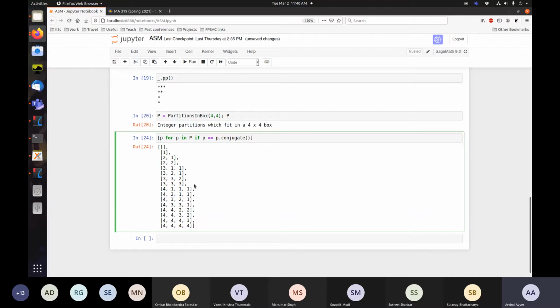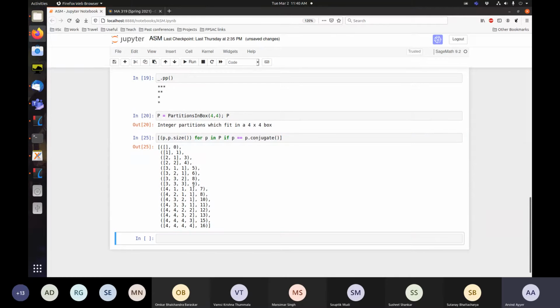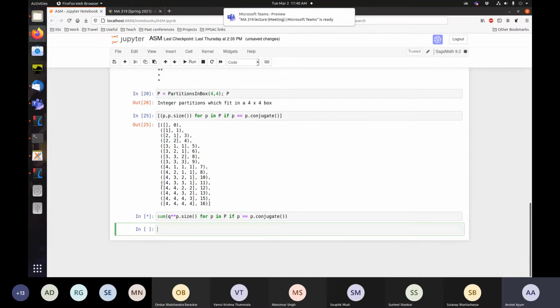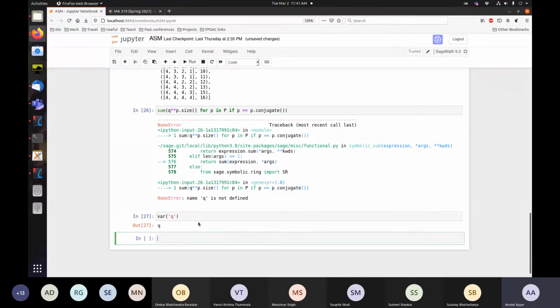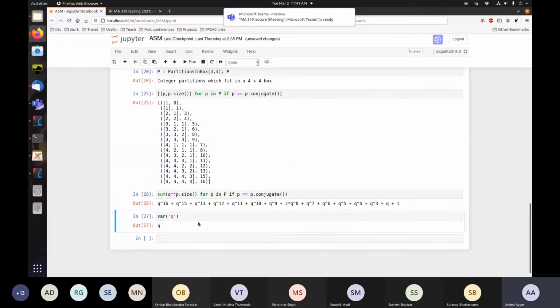What I can do, for example, is p.size. I'll do it in this way: p comma p.size. This lists both the partition along with its size, and I can do something which is related to the homework, which is to sum. This will give me an error, but it's good to see these errors. The point is that q is not defined. As I told you last time, except for x, which it takes as a variable, Sage wants you to define everything. So you declare q to be a variable. And now if I sum, I'll get this sum.